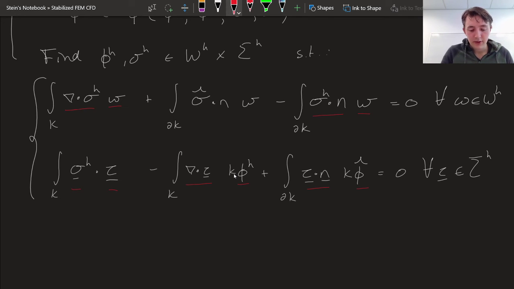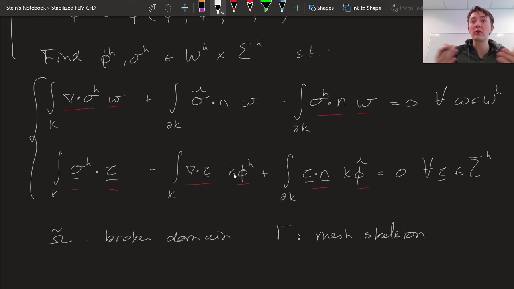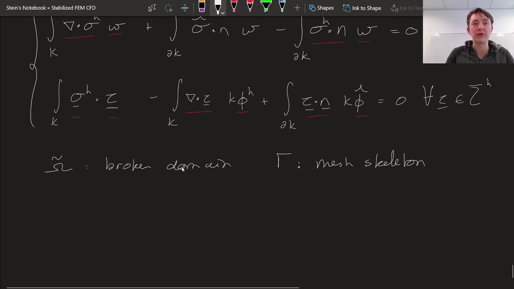Okay, and then as a last step in the derivation, we don't want to consider one element, we want to consider all the elements combined. So we're going to sum this up for all elements. And then we had this introduction of our broken domain. So those were the element interiors. We have our gamma as our mesh skeleton, the set of all element interfaces. And then we had our definitions of these jumps and these averages.